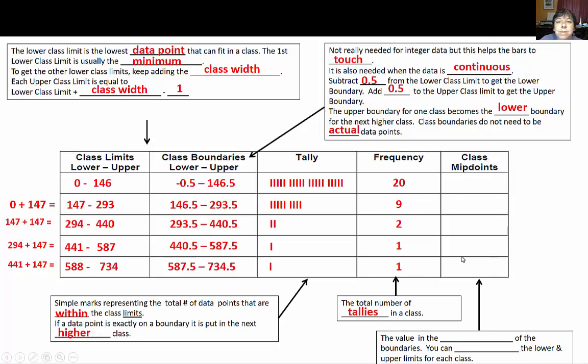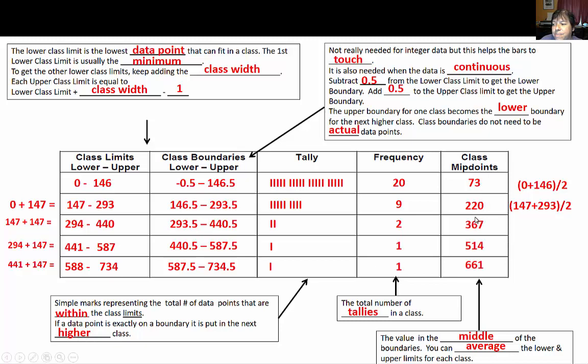Now you might be interested, sometimes the bars show class midpoints, and the value is in the middle of these two values. Or you can also use these two. So basically you can average the upper and lower class limits to get the class midpoint. 73 there, 147 and 293 divided by 2, you get 220. Hopefully you'll notice that the distance between these is also your class width.